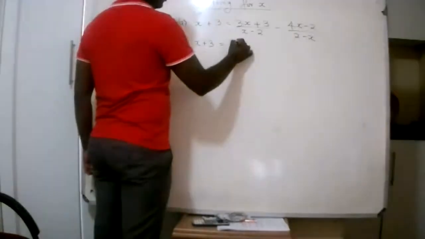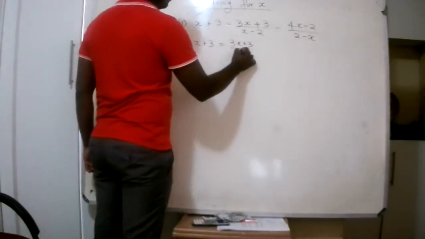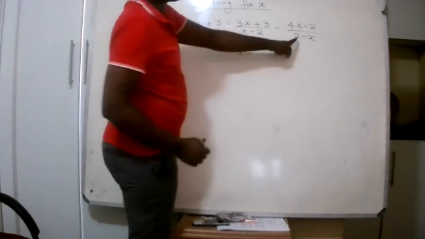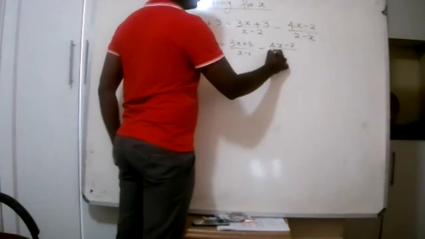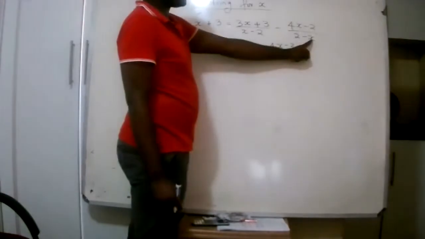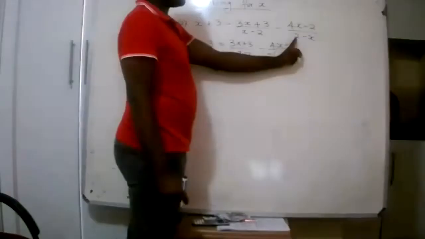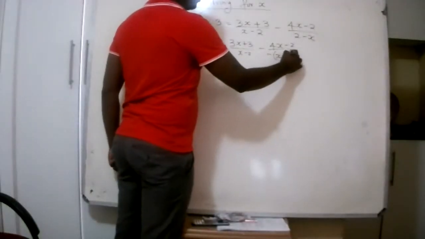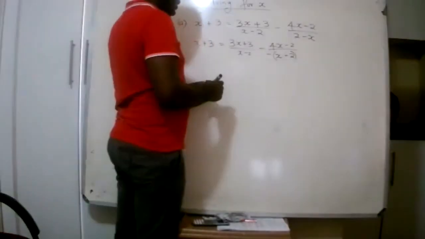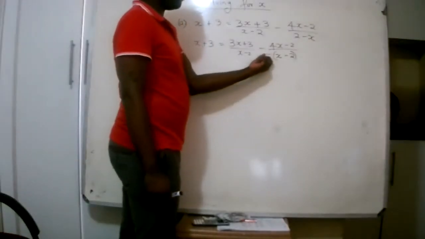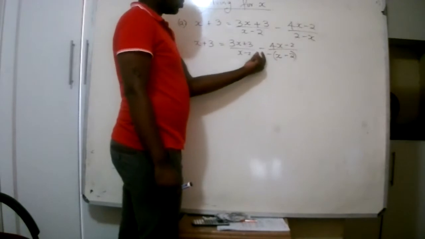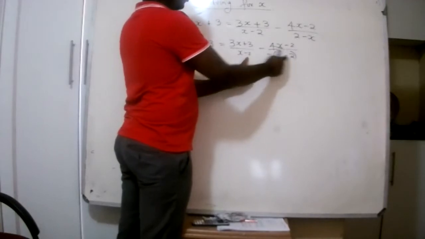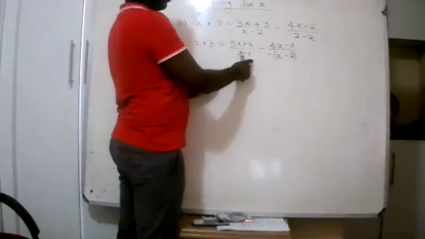So it means we're going to have 3x plus 3 divided by x minus 2 minus 4x minus 2 divided by, then on the denominator, after taking out negative as the common factor, you'll see that this x we have here is going to change to positive, but this 2 is going to change to negative. So it means we now have x minus 2, and that was the main idea behind making sure that negative goes out as the common factor. So you now see that we have x minus 2, and here we also have x minus 2.